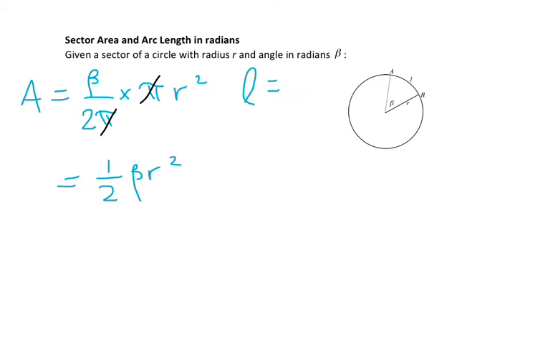The length, again, is the fraction of the circle, and then the circumference length is 2 pi r. Well, nicely, 2 pi and 2 pi cancel. So length is exactly equal to the angle times the radius.